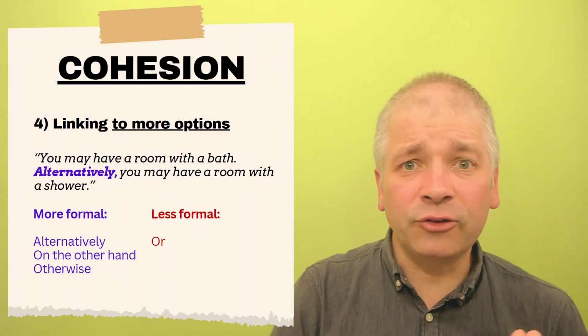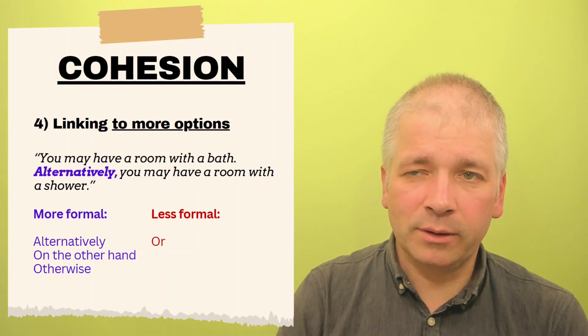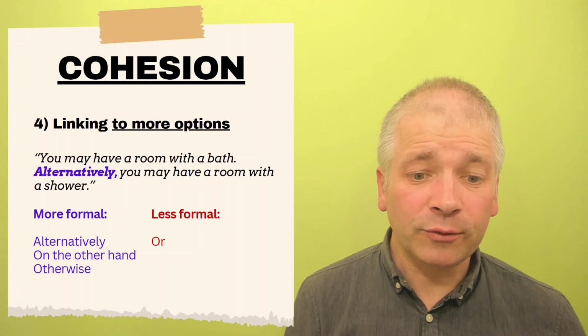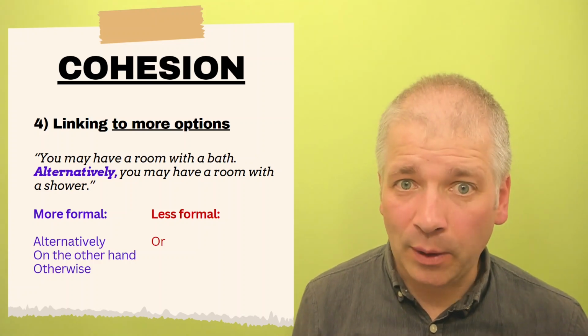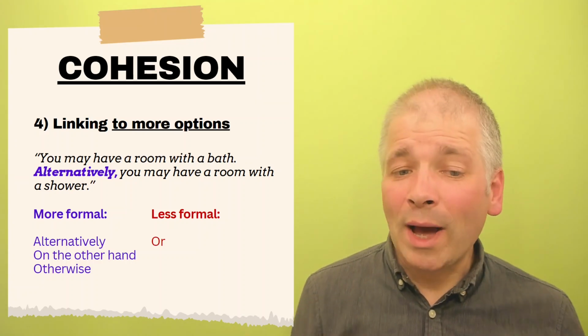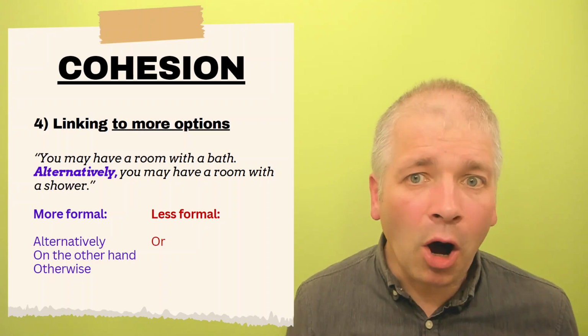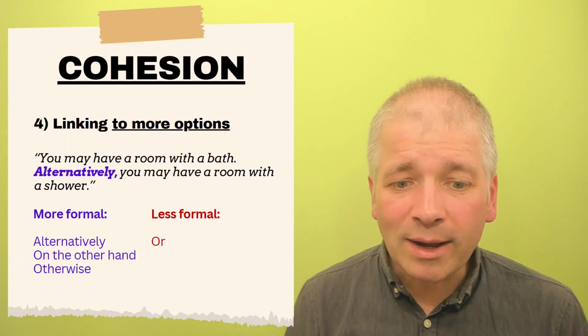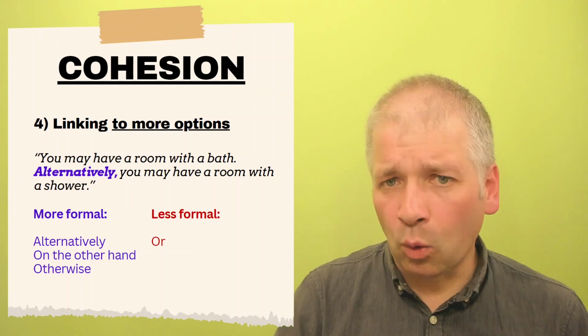Fourthly, we can link to more options. Look at the example. You may have a room with a bath. Alternatively, you may have a room with a shower. Formal ways of linking when there are more options are through alternatively, on the other hand, otherwise, and less formally, or.